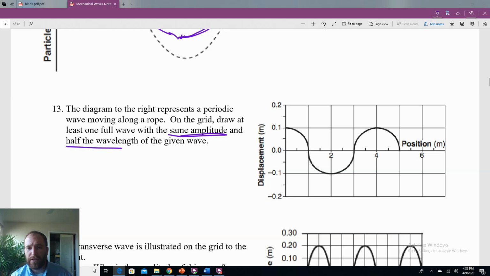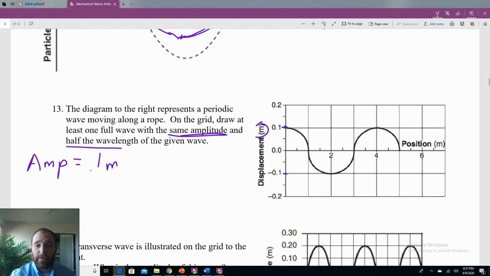Okay, so let's do this. Let's figure out what the amplitude is, and we'll figure out what the wavelength is, and we'll work from there. So the amplitude should be the same, right? The amplitude of this looks like it goes up to 0.1 and down to negative 0.1. So the amplitude is 0.1 meters. Meters, because I'm getting that from that y-axis. So we're going to draw something with the same amplitude.